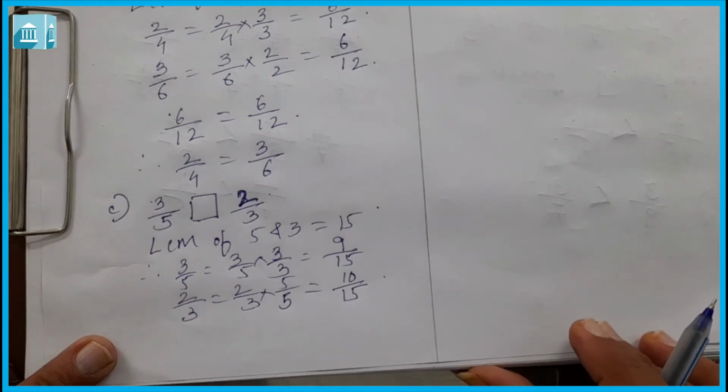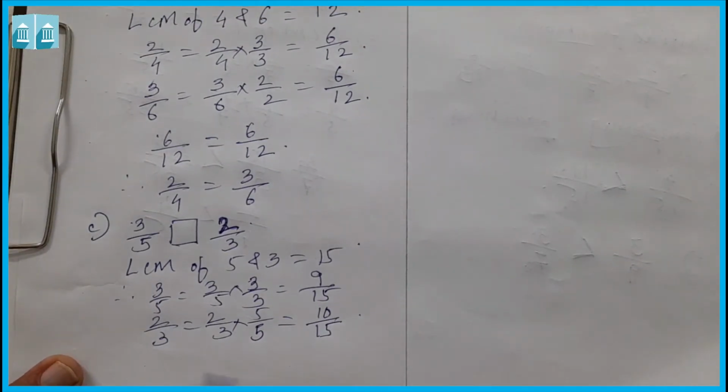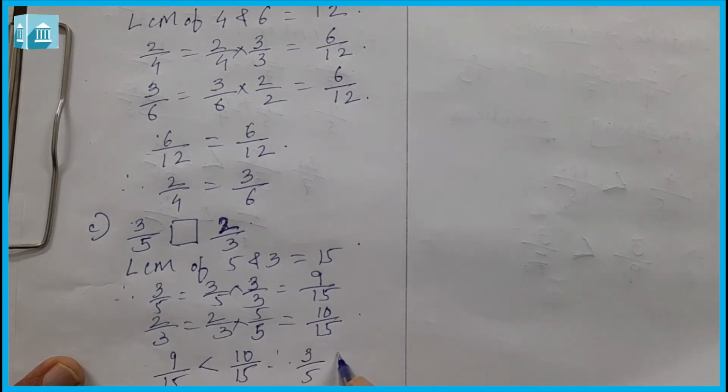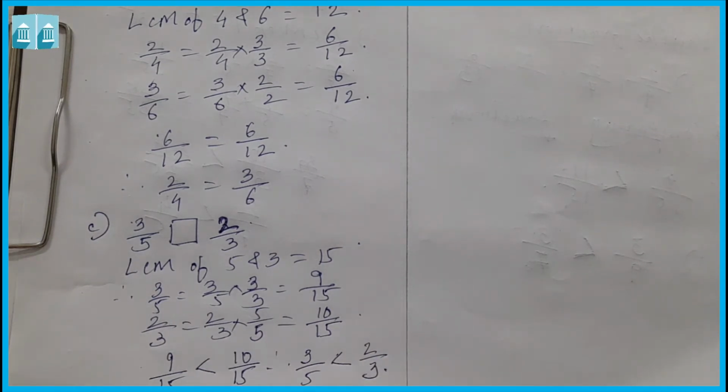And therefore 9 by 15 is less than 10 by 15. Therefore, we can say that 3 by 5 is less than 2 by 3. So in this way, the others you can do by yourself. In the same way you have to find the LCM and do the next.